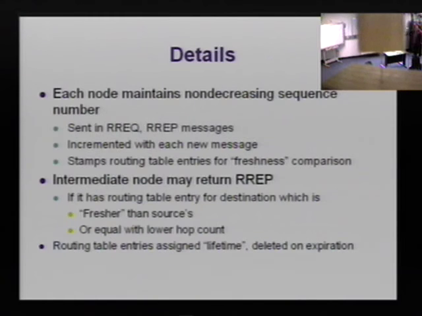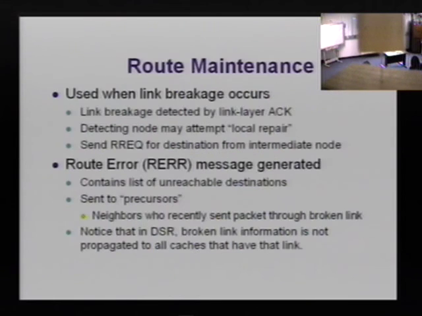So this is, I guess, what I explained. Intermediate nodes also may return a route reply if they know the route. But if the source gets this message, it has to check if this is fresher than its route request. If it's equal with lower hop count, it can use it. But if it's the same with higher hop count, it won't use it. Also, another very important difference from DSR is that routing table entries are assigned a lifetime. So if they are not used for a time, they are deleted.